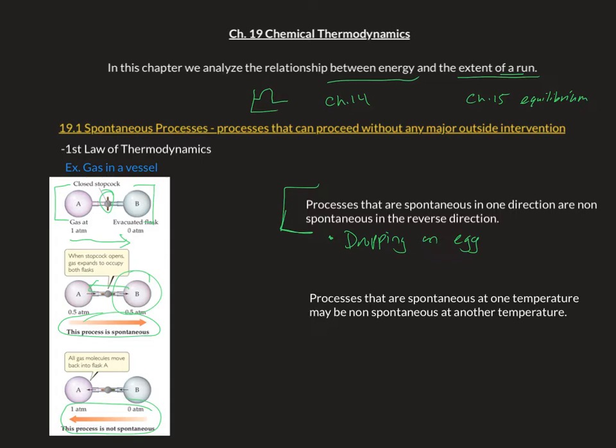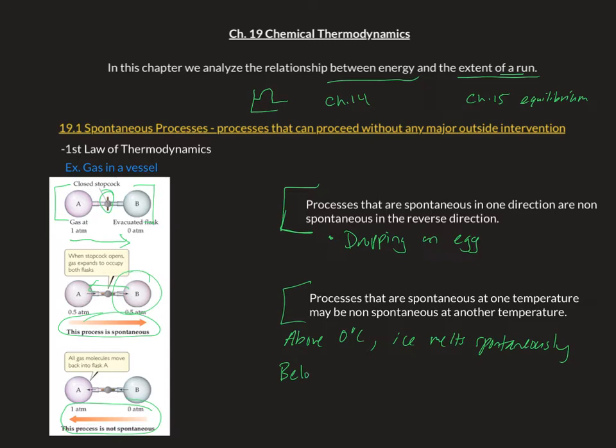And processes that are spontaneous at one temperature may not be spontaneous at another temperature. We can think about good old water here. Above 0 degrees, ice melts spontaneously. Pretty simply, meaning you don't have to do anything, you could just put ice in that atmosphere above 0 degrees Celsius and it will start melting.